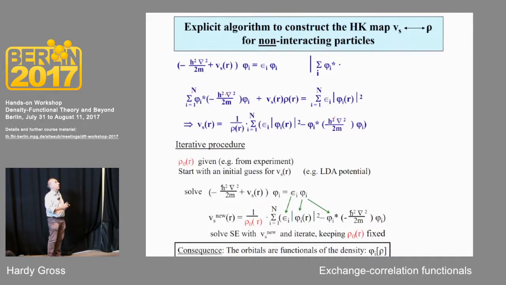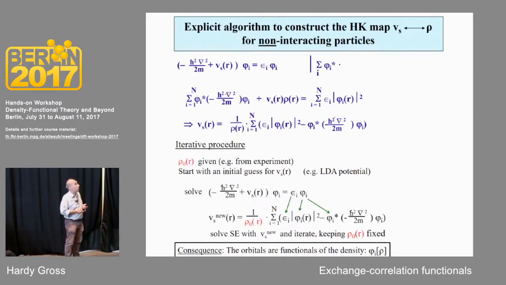We solve the Schrödinger equation again with it, get orbitals, orbital energies, plug them in here, divide it by the given density, get a new potential, and iterate this until we converge. And then the converged result is the Hohenberg-Kohn map, explicitly. So it tells you, for example, if you have a good experiment that measures the density, you can calculate the Kohn-Sham potential, the exact Kohn-Sham potential for it. No problem. Just this algorithm.